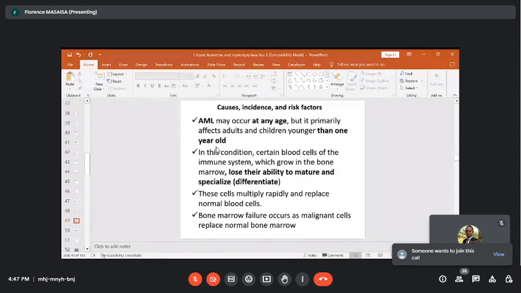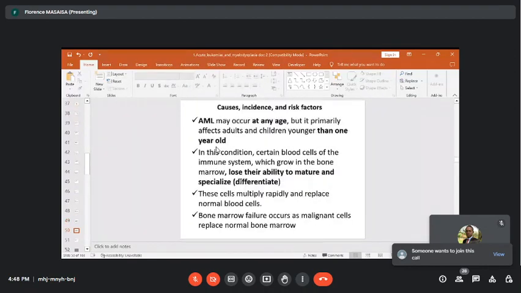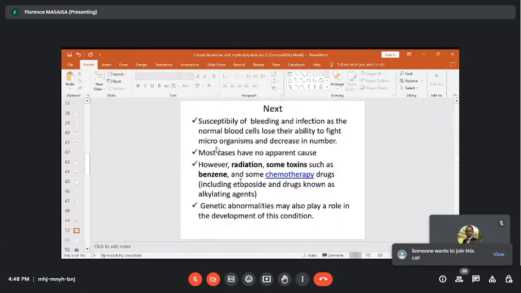So AML can occur at any age, but primarily affects adults and children younger than 1 year old. The disease is the same: immature cells lose the capacity or ability to mature and differentiate. The cells multiply rapidly and replace the bone marrow. The bone marrow is replaced by the leukemic cells. That should be the same risk of infection, bleeding, anemia.